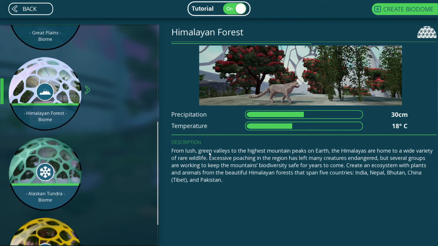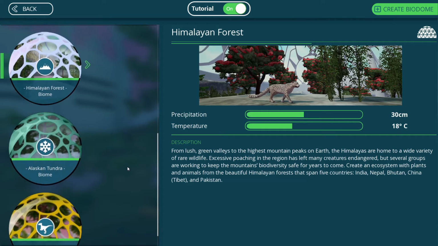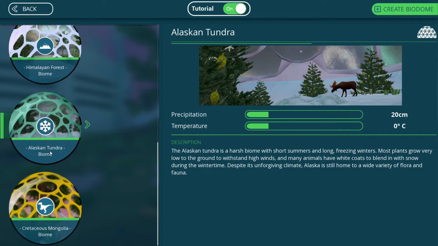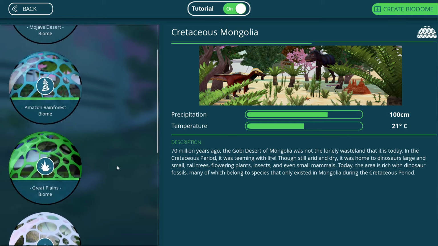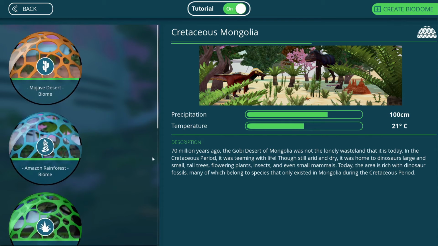This one looks pretty cool. Lush green valleys to highest mountain peaks on Earth. The Himalayas are home to a wide variety of rare wildlife. We could do the Alaskan tundra, which is a snow biome. Or the Cretaceous Mongolia, which is dinosaurs. I think this is the one we did last.